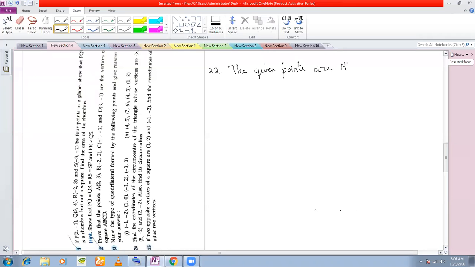A (2, 3), B (-2, 2), C (-1, -2), and D, the fourth coordinate, is (3, -1). These are the 4 points given. You need to show that they form a square.